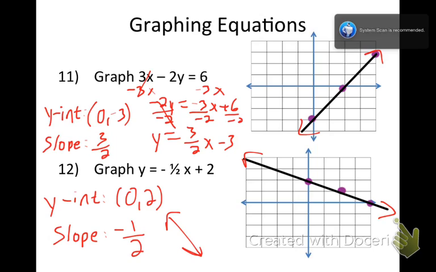So you only do the rise as negative? What? You only do rise as negative? Yeah, I don't know.